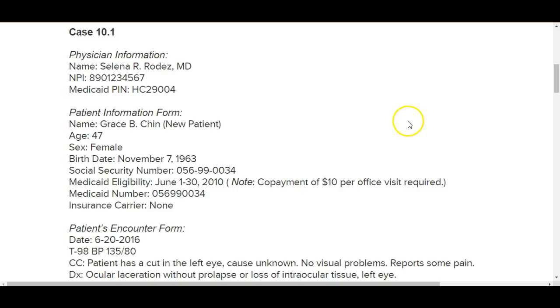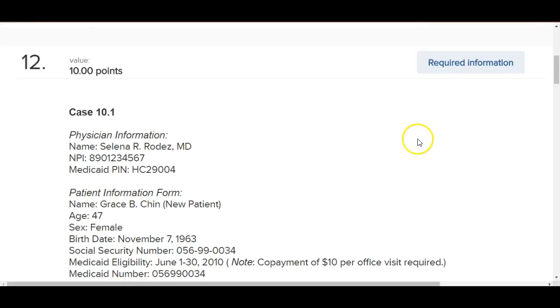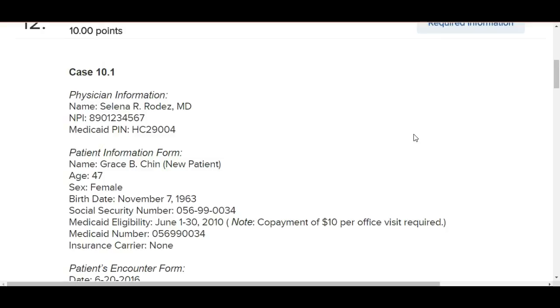So starting with case 10.1, which is number 12. The physician's information is located at the top. Selena Rodas, MD, her MPI number, her Medicaid PIN number is there. The patient information, Grace B. Chin. She is a new patient, aged 47. She is female. Her date of birth is there. Social Security number, Medicaid eligibility number, or her Medicaid eligibility date is there. Please note that a copayment of $10 per office visit is required for her Medicaid. Her Medicaid number is there for us as well.